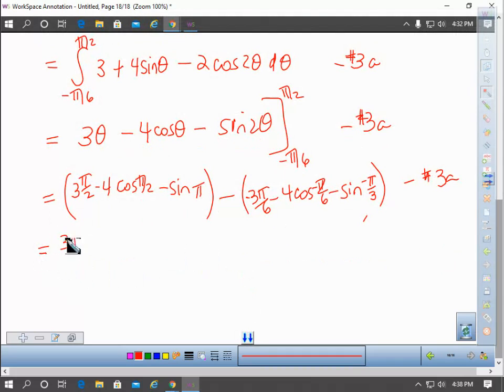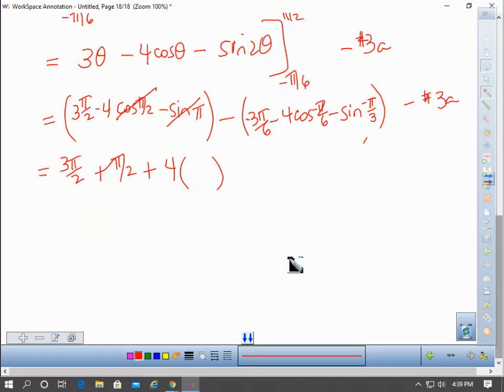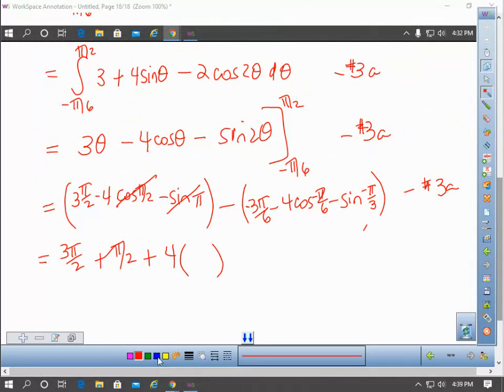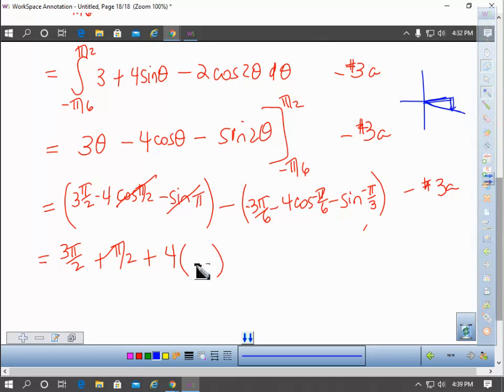So this gives me 3 pi over 2. The cosine of pi over 2 is 0. The sine of pi is 0. And so then this is going to be plus pi over 2. And this will be plus 4 times the cosine of negative pi over 6. So where are we on the unit circle if we are at negative pi over 6? Negative pi over 6 is negative 30 degrees, so that's going this way 30 degrees. That means I'm over a lot, down a little. I want the cosine, so that would be over a lot, radical 3 over 2. And then distributing my negative still, so that would be a plus.